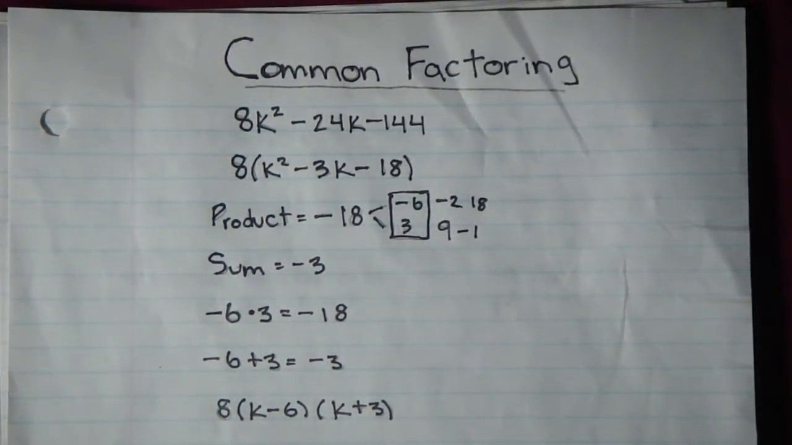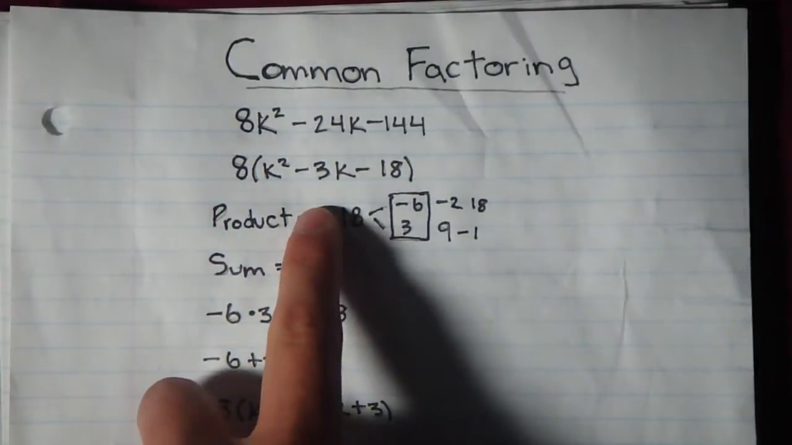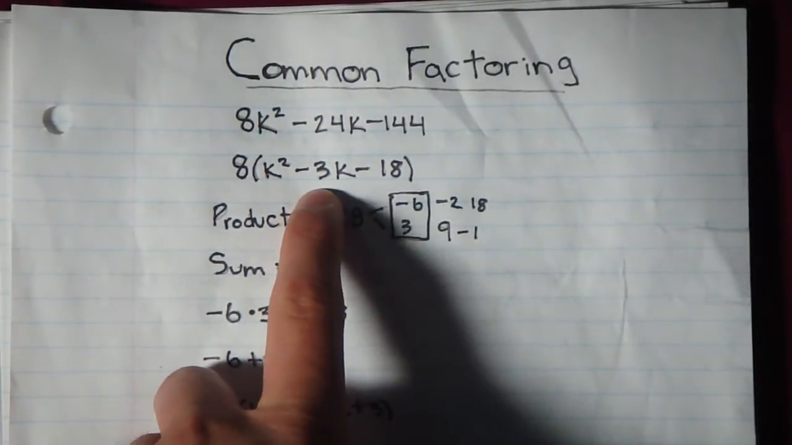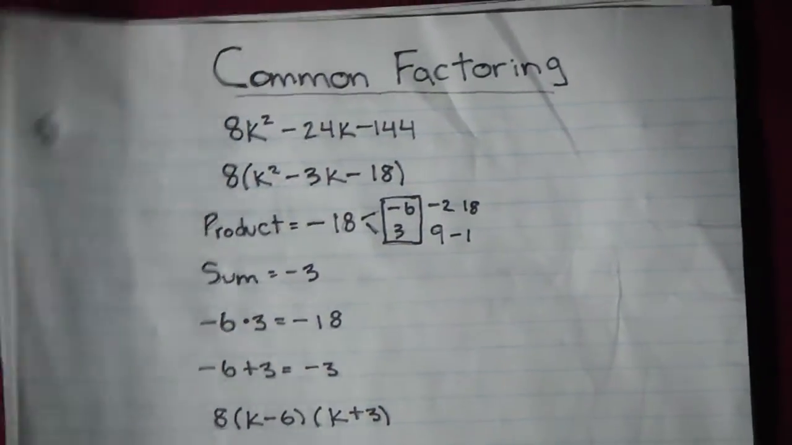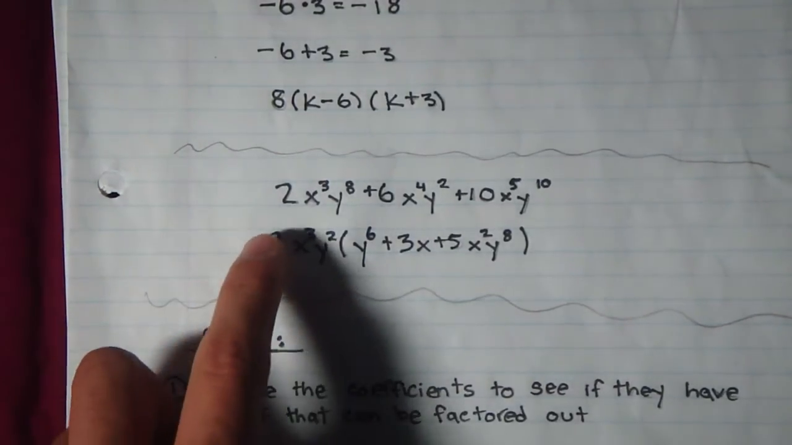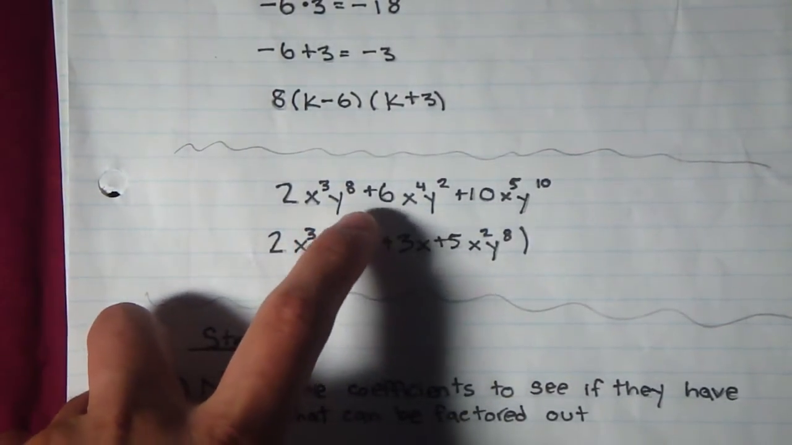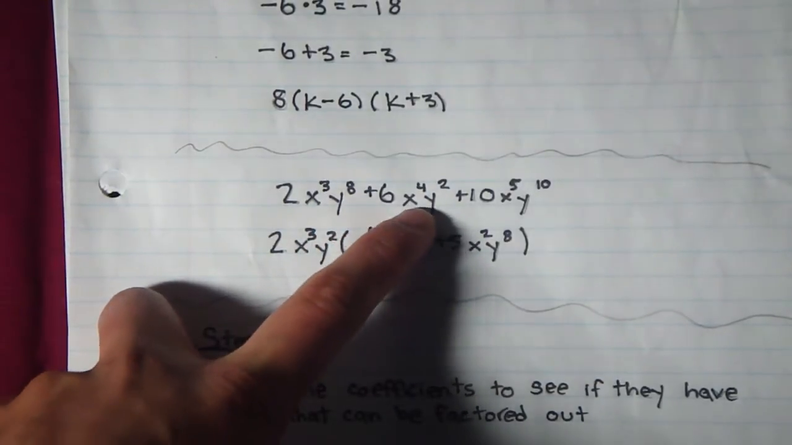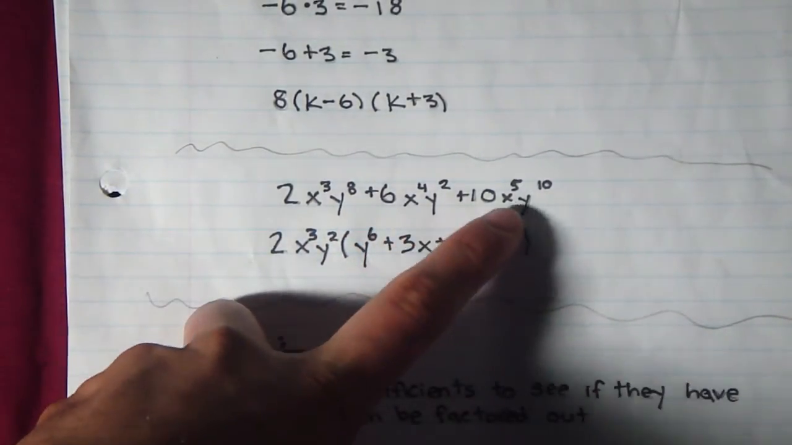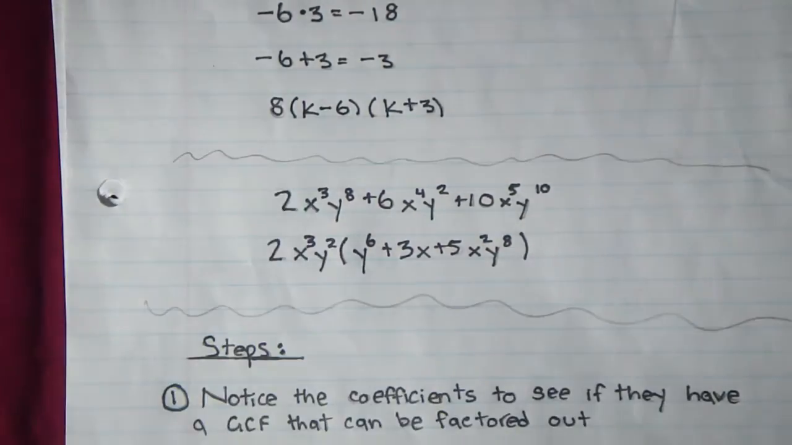Once you have the expression, you can go on to solve it depending on what type of trinomial it is, either simple or complex. Here we have another example. The expression reads 2x cubed y to the power of 8, minus 6x to the 4 y squared, plus 10x to the 5 and y to the 10. Now this is where common factoring is really helpful, because right now this expression is a mess.